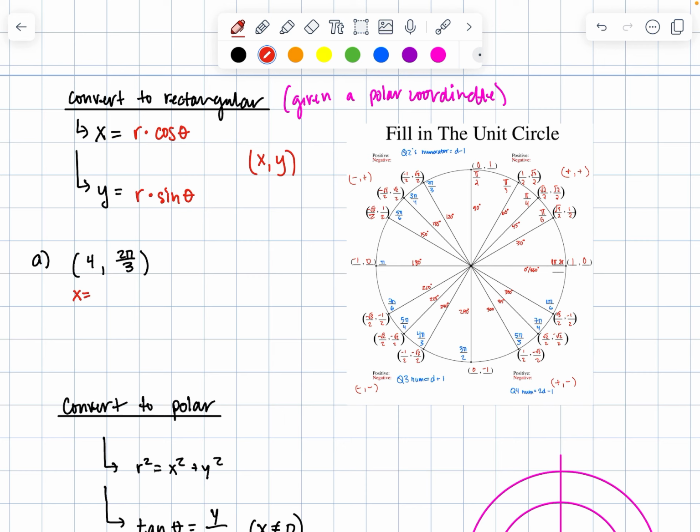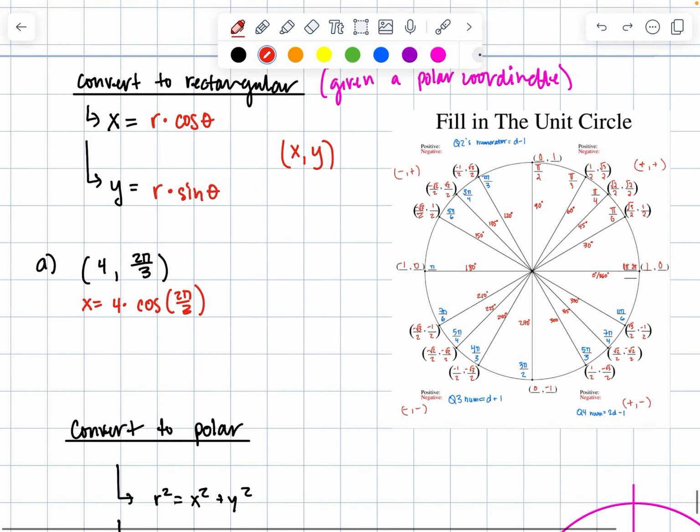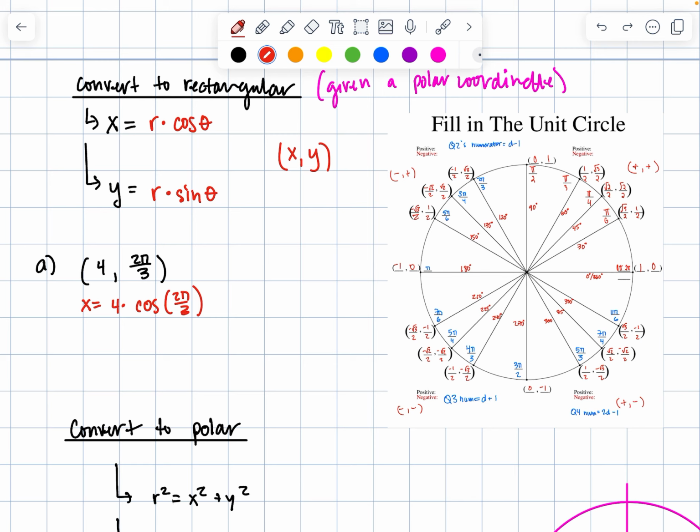So let's look at our x value. x should be equal to r, which is 4, times the cosine of our theta, which is 2π/3. Now, if you don't remember what cosine of 2π/3 is, hopefully you have a unit circle handy, which we do. Our unit circle to the right shows us that 2π/3 lands here, and our cosine value is -1/2. So we're going to take that value: x is equal to 4 times -1/2, which is -2. So we have our x part of our coordinate, -2.